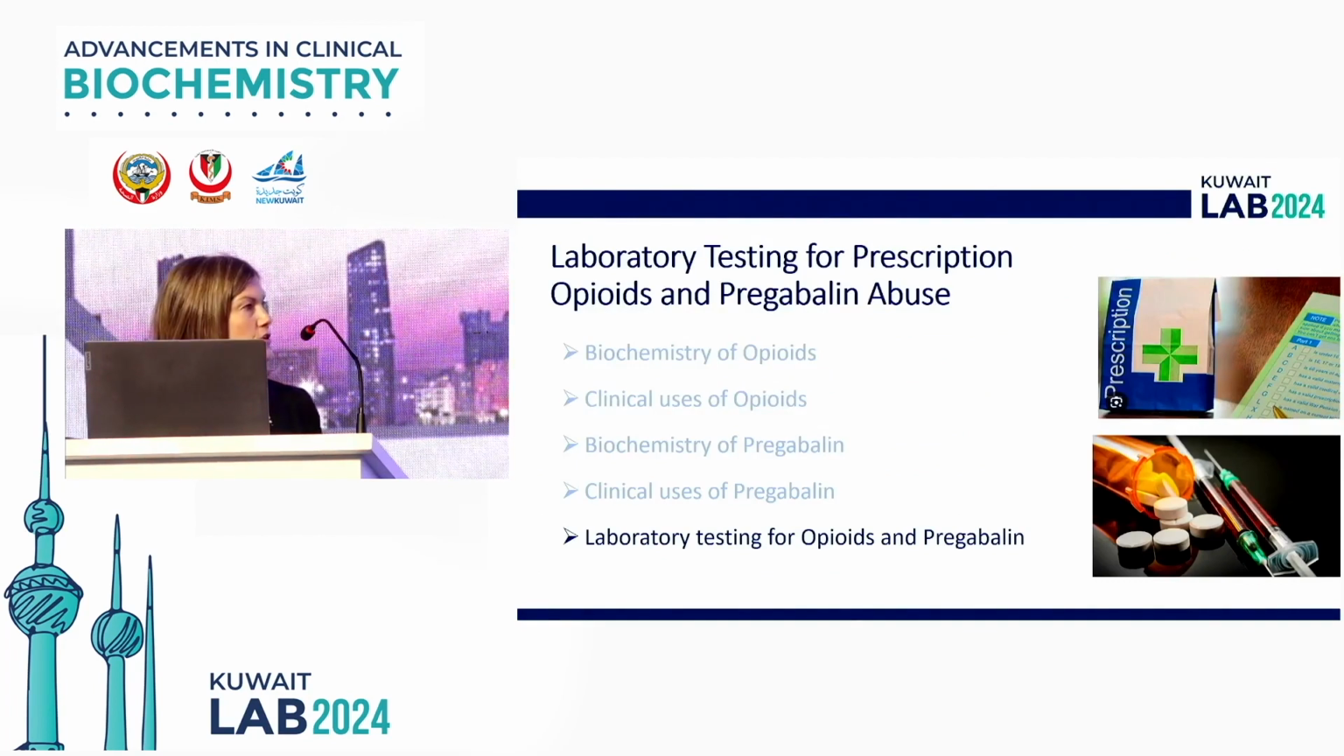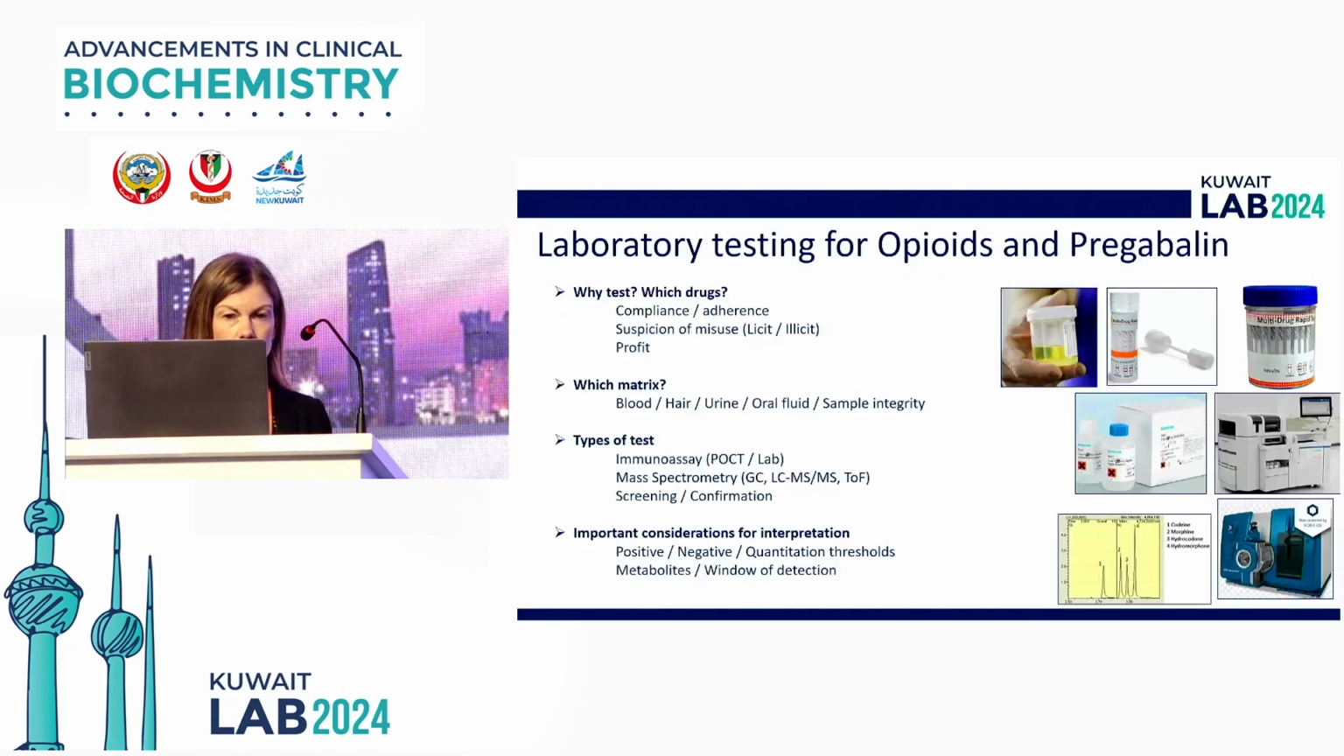So moving on to the main topic of laboratory testing for opioids and pregabalin. Why would you want to test, and which drugs would you want to test for? So are you testing so that you can tell whether a patient is compliant with their prescription, that they're adhering to their opiate agonist treatment?